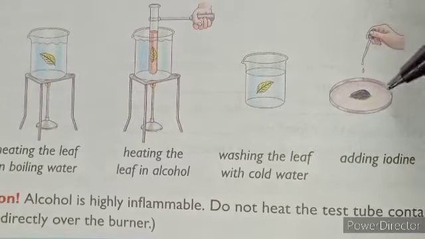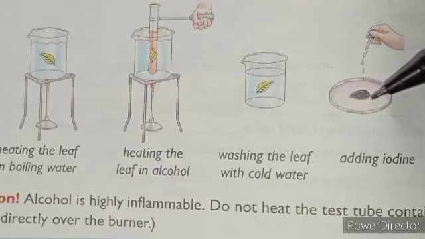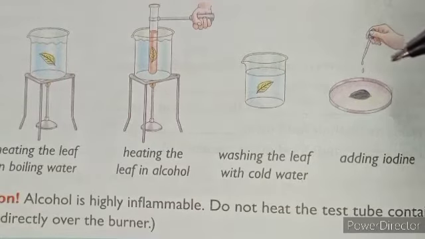After that, what do you see? You will see that the leaf turns blue black after the addition of iodine. We know that when iodine is added to starch, it turns blue black. So this indicates that the green leaf contains starch.